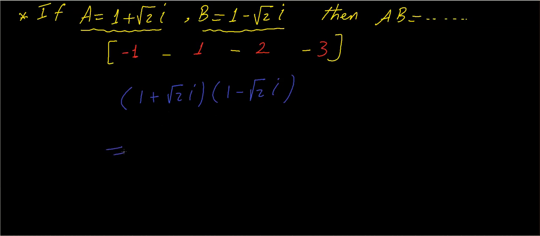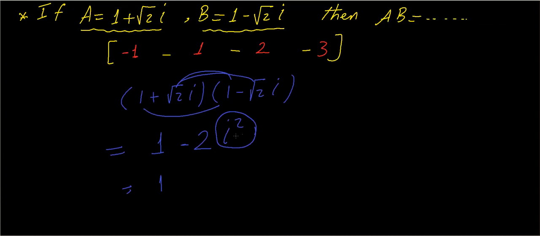How can we multiply two conjugate numbers? First by first minus second by second. First by first equals 1, minus second by second. Root 2 times root 2 equals 2, I times I equals I power 2, and I power 2 equals negative 1, and we have negative 1 times negative 2 equals positive 2. 1 plus 2 equals 3. Then ab equals 3.